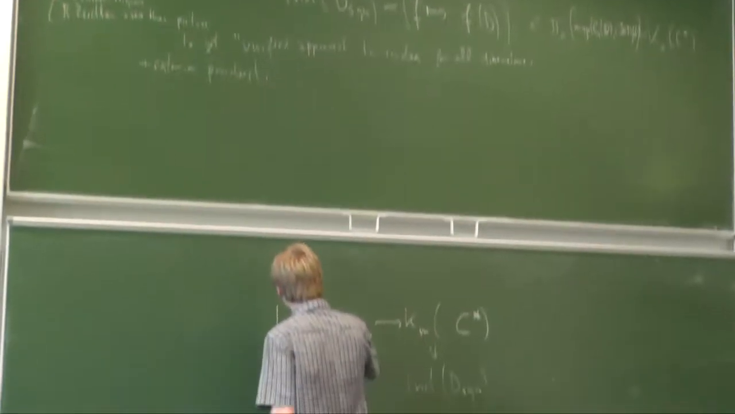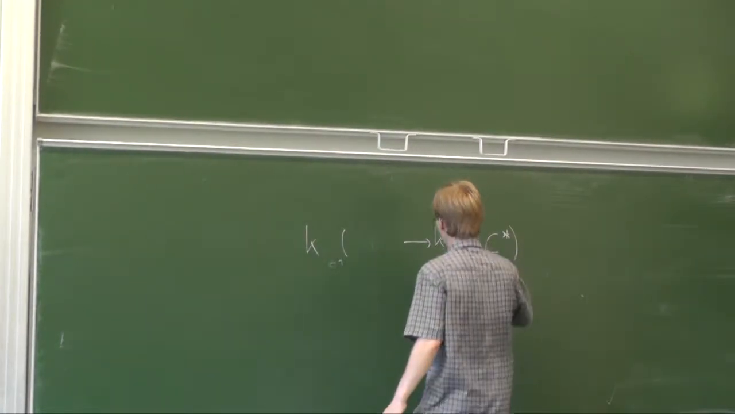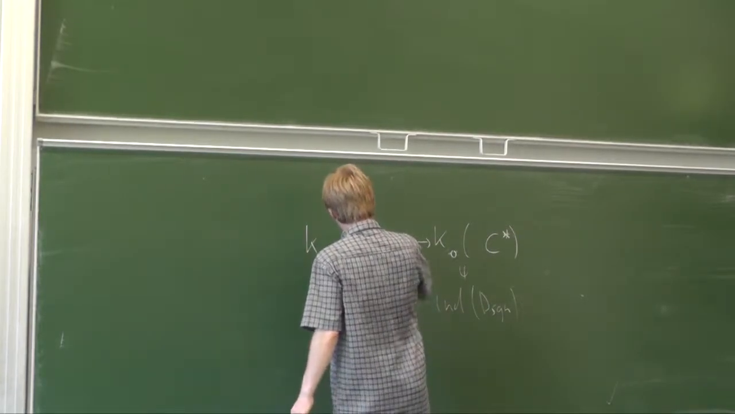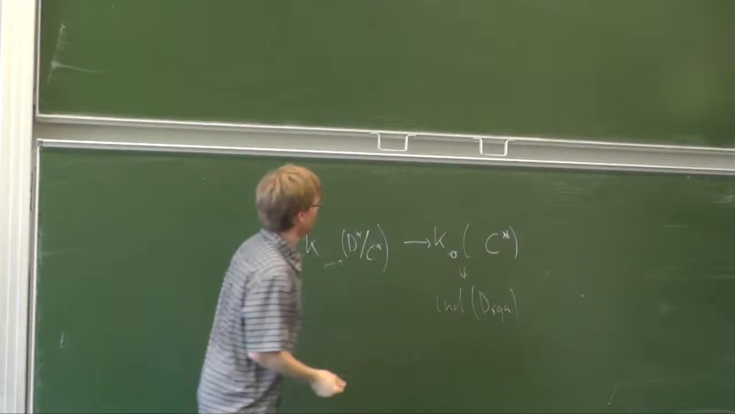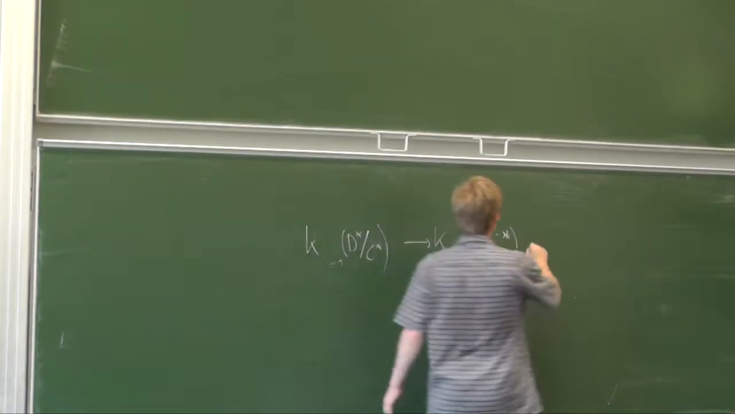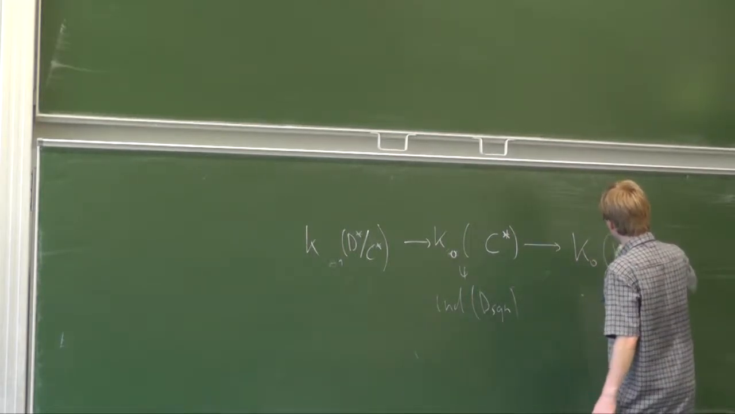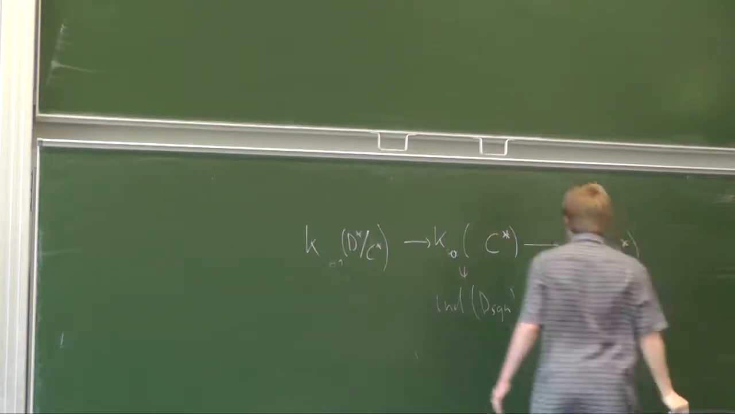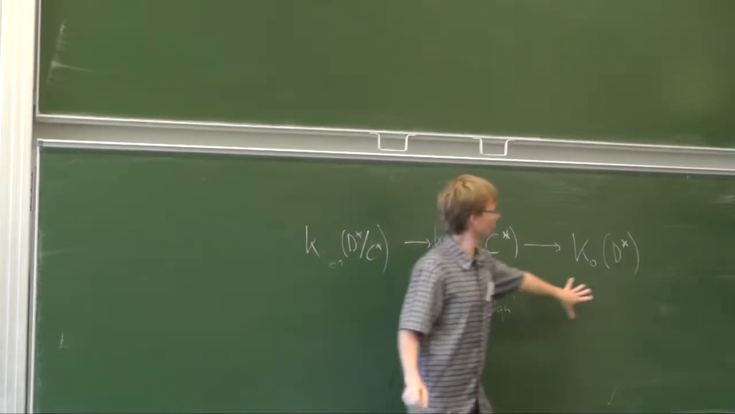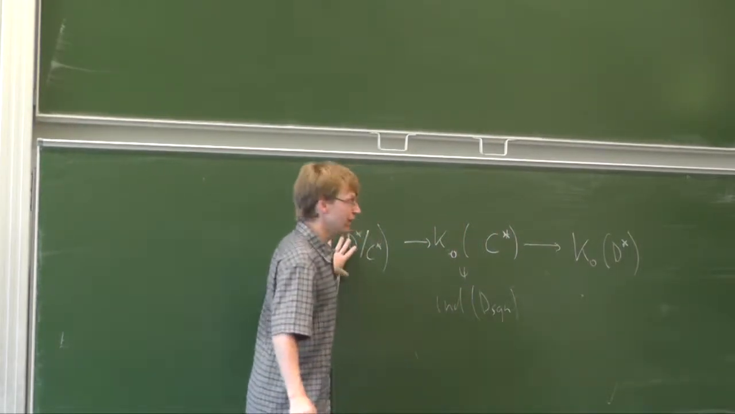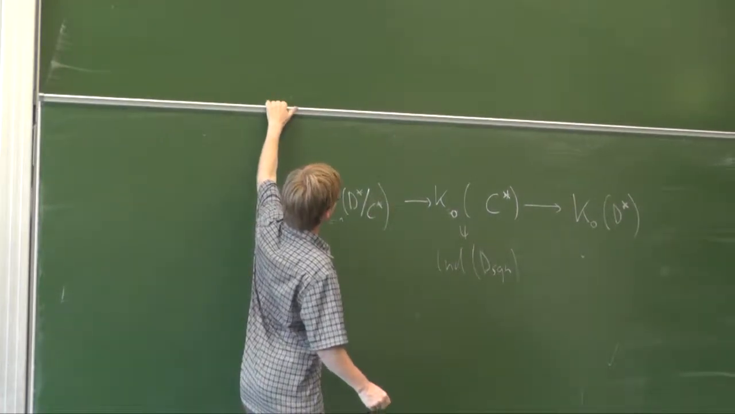It should come with a class, let me write, in the K1 of T star mod C star, and this should be related to the fact that if we map further to K0 of T star, our index element must be mapped to 0. Otherwise it won't have an inverse image here by the exactness of the sequence.